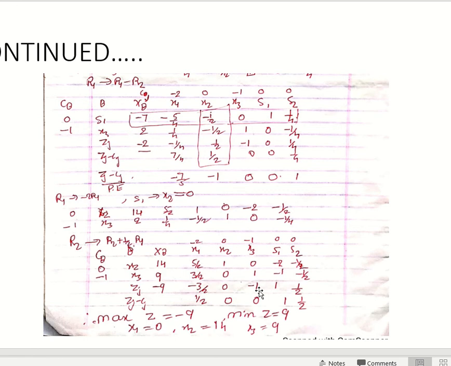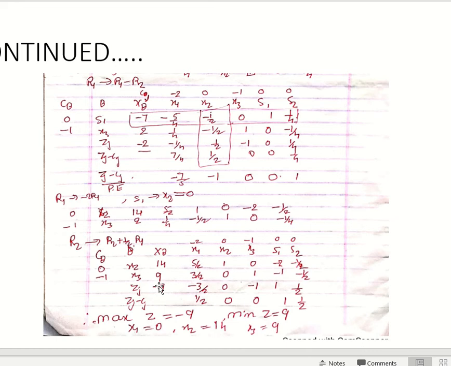Similarly Zj minus Cj. See here, after computing Zj minus Cj, check whether any value is positive or negative. If any value is negative, then you have to repeat the same process until we get positive values. Otherwise you can stop at this stage. So what can we write? Therefore maximization of Z equal to what? What is the Z value? Minus 9.